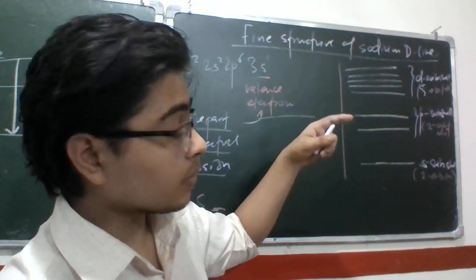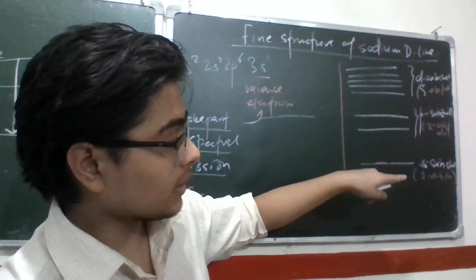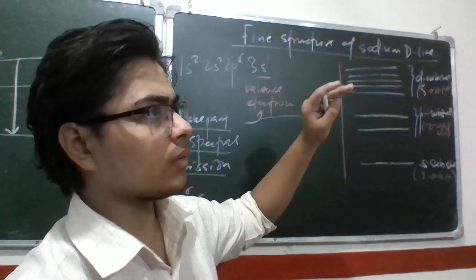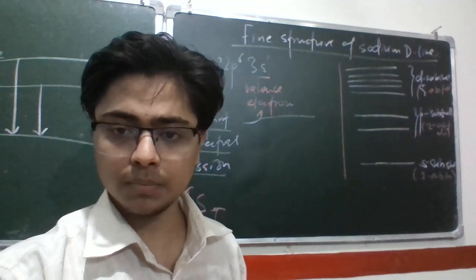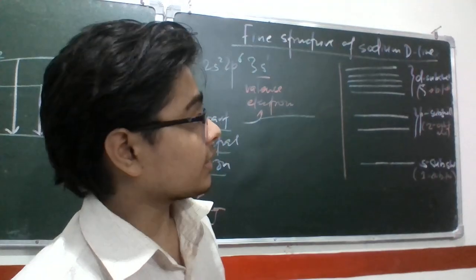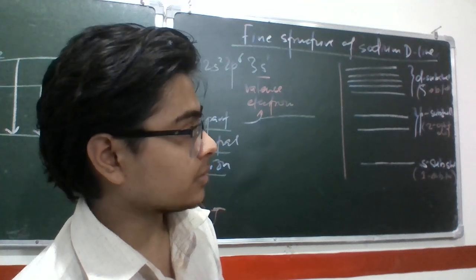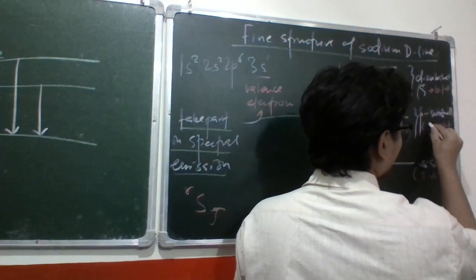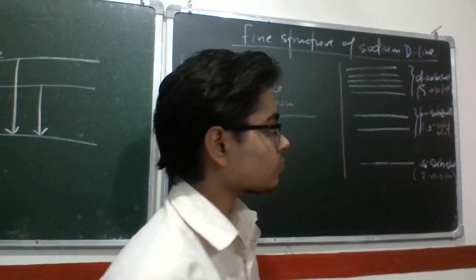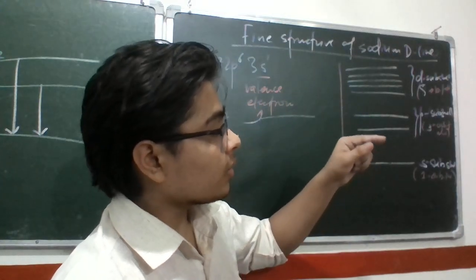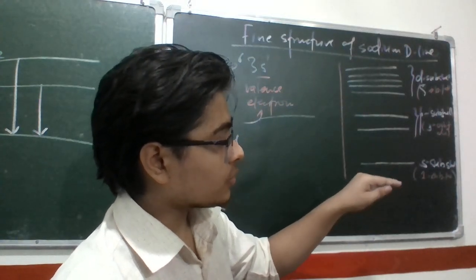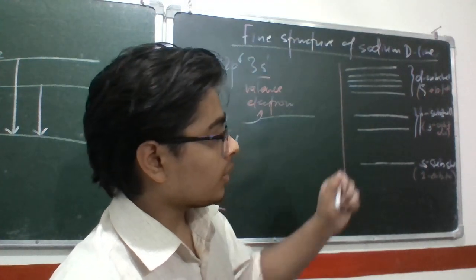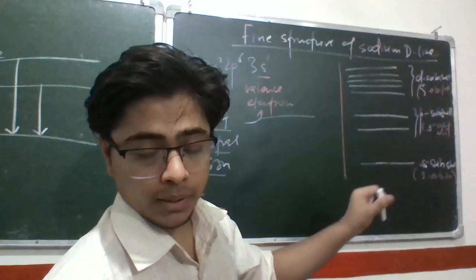So that means each subshell has different orbitals. Wait a second, let me check. Yeah, it's true. The d subshell has five orbitals. And the p subshell has three orbitals. So different subshells have different numbers of orbitals. So we can't use the words interchangeably.